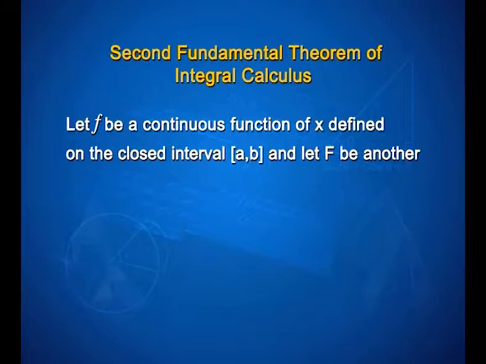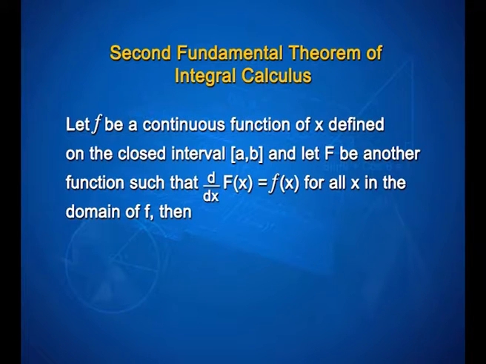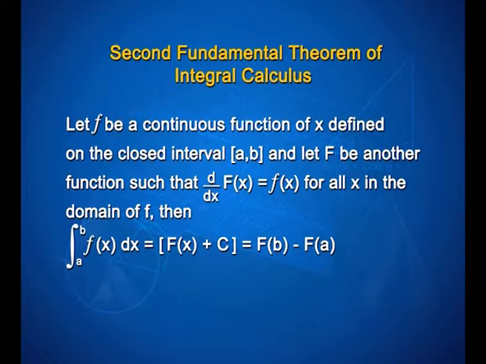And the second fundamental theorem of integral calculus says that let f be a continuous function of x defined on the closed interval [a, b], and let F be another function such that d by dx of F(x) is equal to f(x) for all x in the domain of f. Then integral a to b f(x) dx is equal to F(x) + c with lower and upper limits as a and b, that is equal to F(b) minus F(a). This is called the definite integral of f over the range [a, b], where a and b are called the limits of integration, a being the lower limit and b the upper limit.